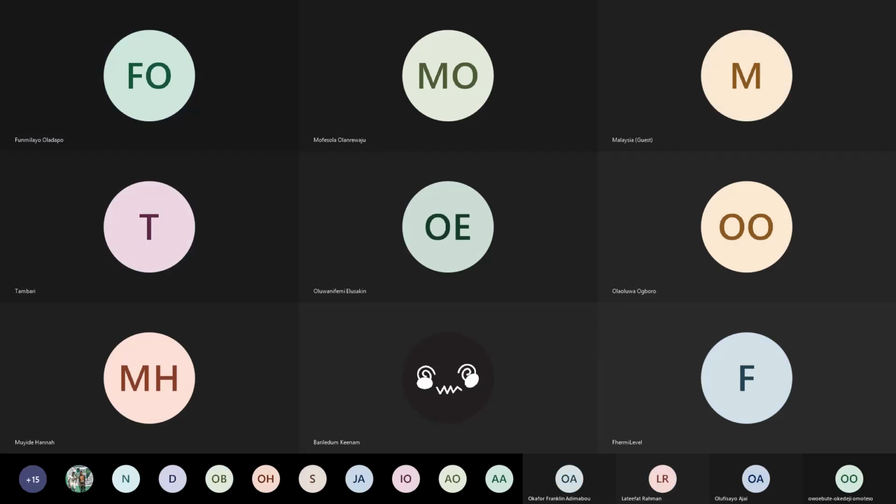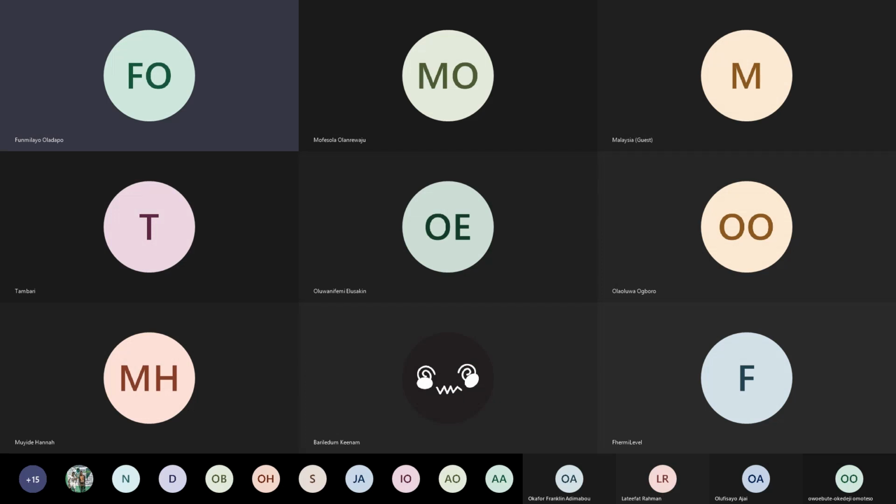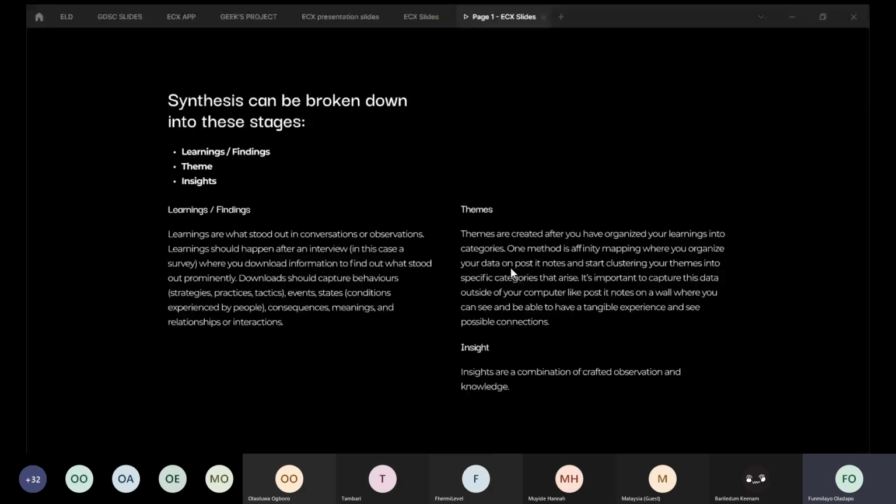So as I said before, we have three stages: the learning, the findings, and the themes and the insights. Now your learning stage is basically the first stage. This is where you just put down all the information you've gotten from your surveys and from your interviews.